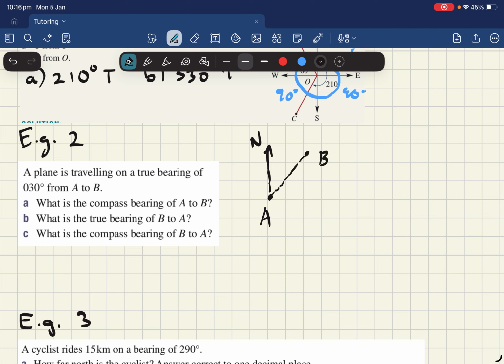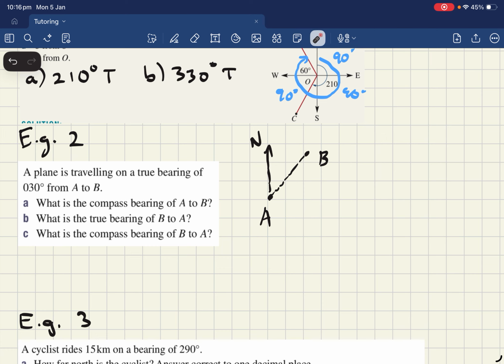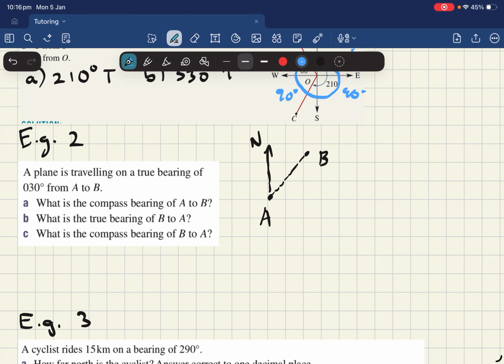So we're looking for, now this is a 3-figure bearing, right? So that's why it's written 030. That just means 30 degrees, because 30 isn't a 3-digit number. So we put the 0 in front of it to make it 3 figures. So this is 30 degrees.